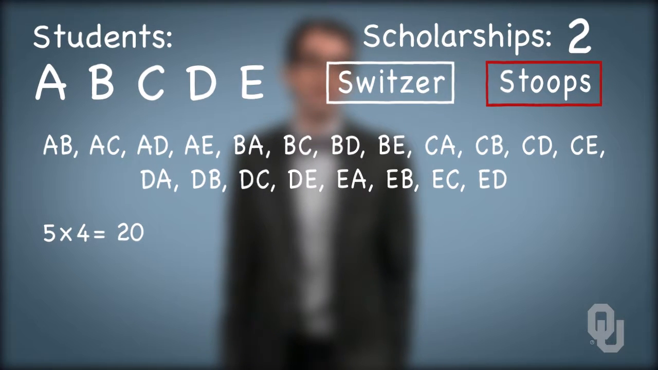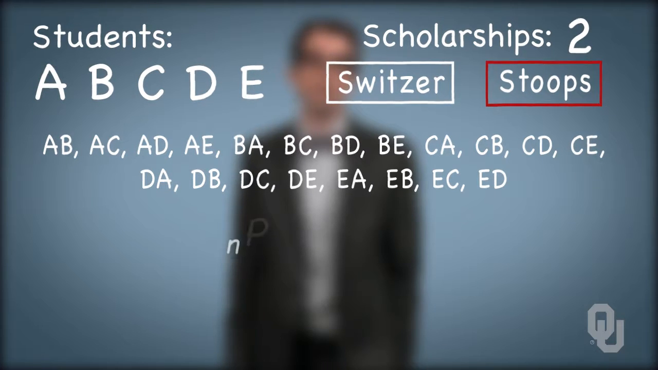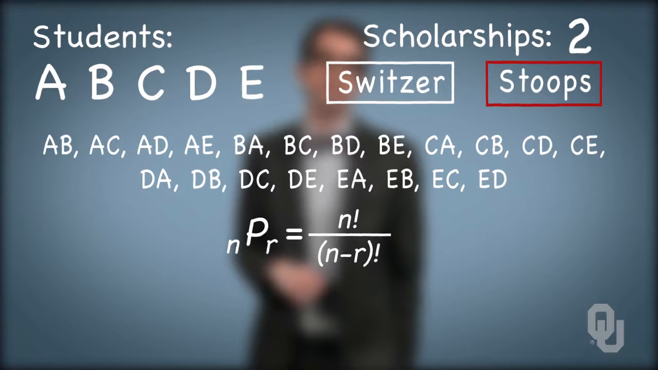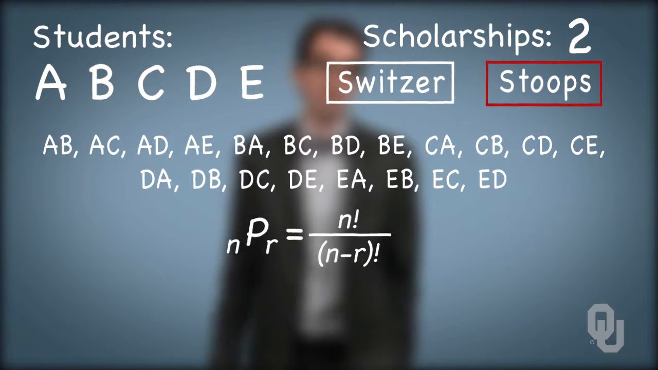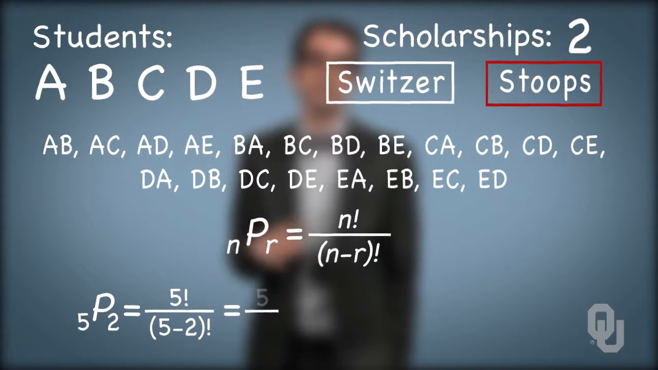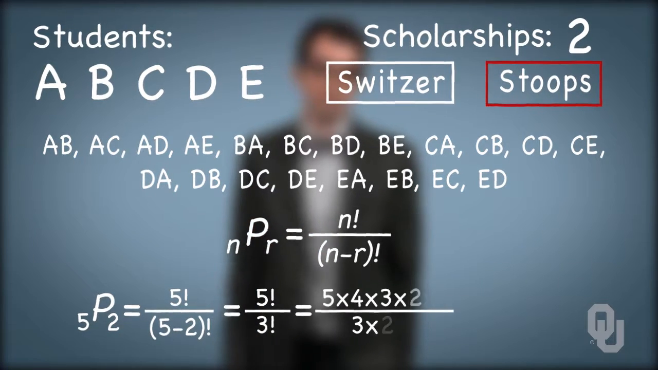In a way, this is a factorial that's truncated. How do we truncate the factorial? We take n factorial in the numerator and divide by n minus r factorial. This is a permutation. For the scholarship example, we have 5 factorial divided by 5 minus 2 factorial.